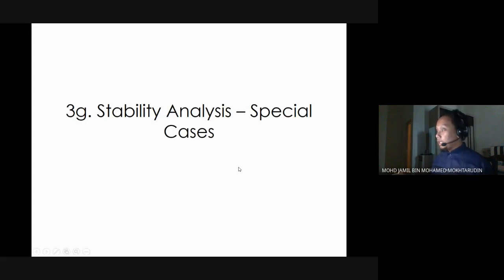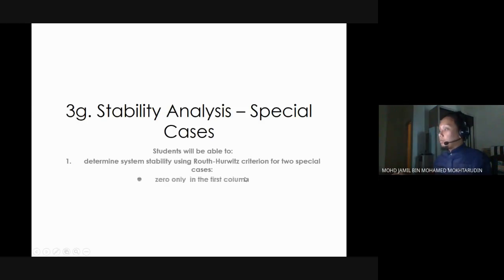For today, students will be able to determine system stability using the Routh-Hurwitz criterion for two special cases. The first case is when you encounter zero only in the first column. The second one is when you encounter an entire row of zeros. Let's look at the first case, zero only in the first column.